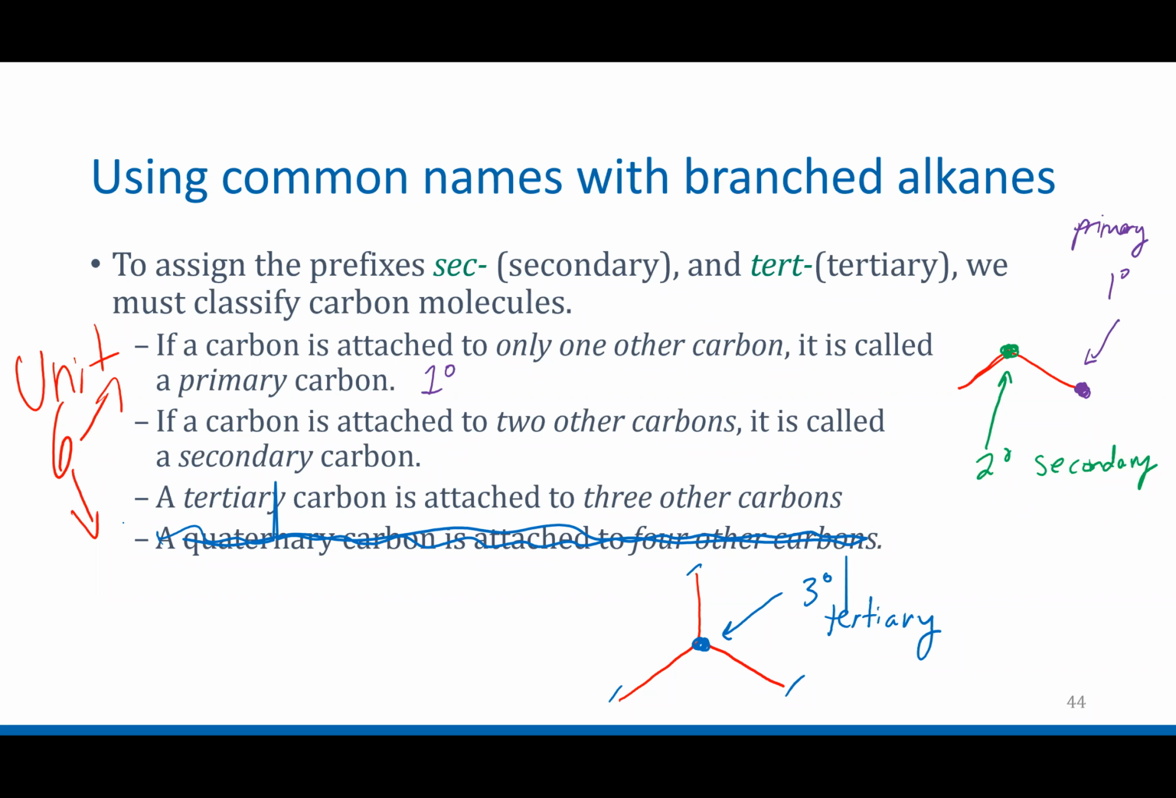So to assign prefixes like secondary or tertiary, we classify carbon molecules based on if they are secondary or tertiary. Now remember, secondary, I'll go back to my green. We use the number 2 there. It's attached to 2 carbons, and tertiary is attached to 3.